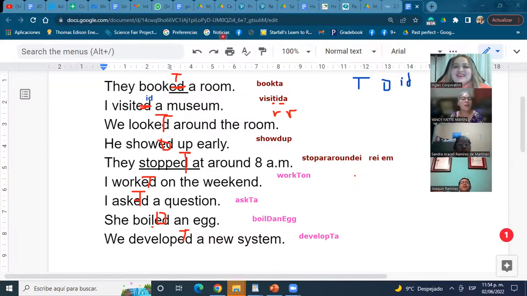Repeat with me on mute. Okay. So let's silence microphones and repeat with me. They booked the room. Okay. Next, microphones on mute. I visited a museum. Todos en mute. Solo voy a ver que se mueven las bocas, pero no voy a escuchar, ¿ok? I visited a museum.